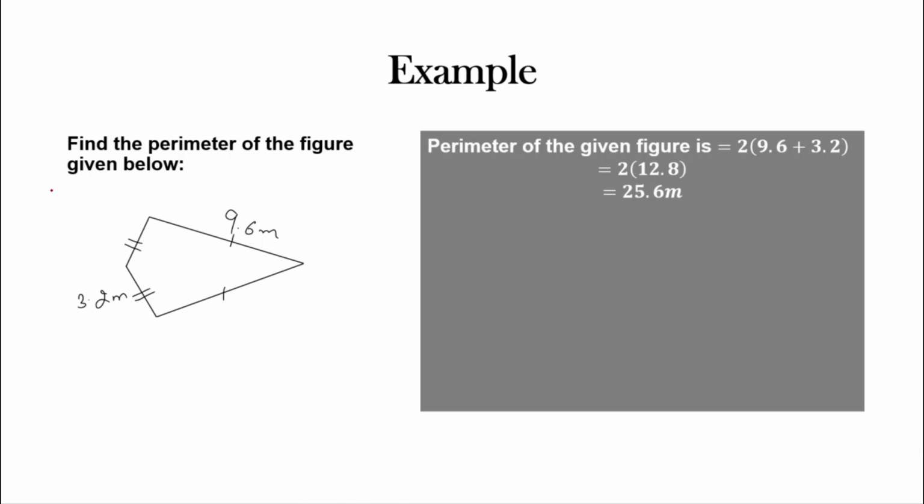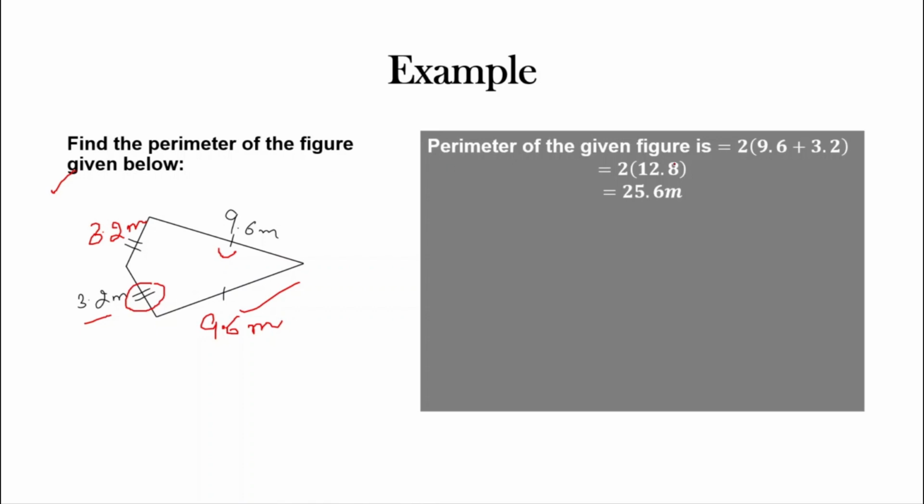First one is find the perimeter of the figure which is provided to us, this figure. So if you look at it carefully, we have discussed in the previous slides that if the sides are marked with the same kind of dashes, they are equal in length. It means if this is 9.6, this one is also going to be 9.6 because it's marked with the single dash. Similarly, if this is 3.2, the side marked with this kind of sign would also be 3.2.